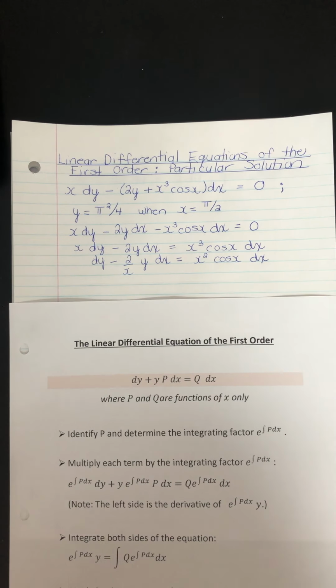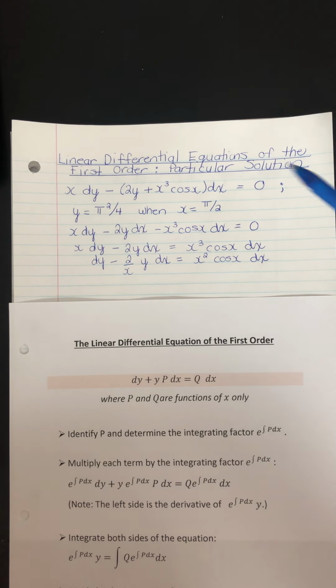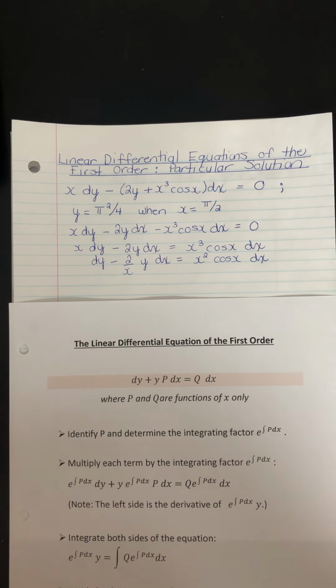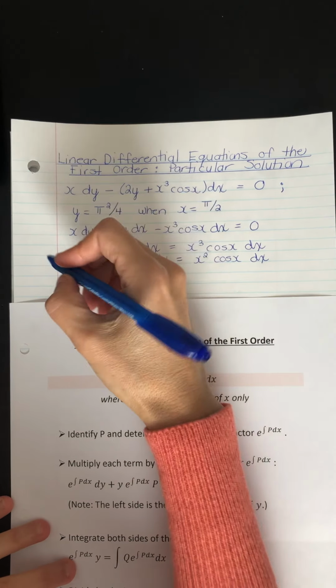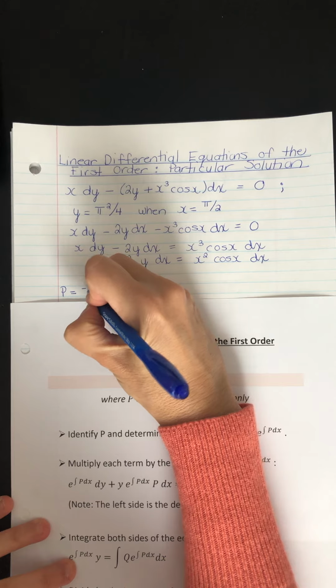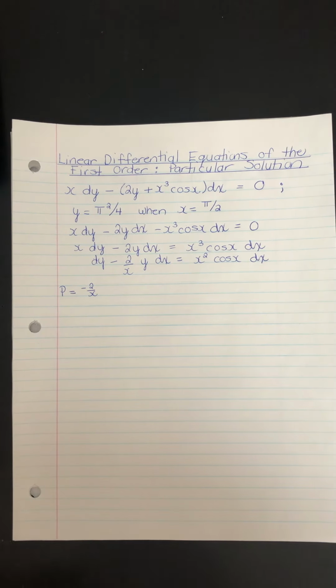All right, and in this way, we can directly compare the equations. It should be clear to you that x squared cos x is q. Now, what about the value of p? P is the most important value because it determines the integrating factor. So not only does it include the 2 over x, but also the factor of -1. So p is -2 over x.